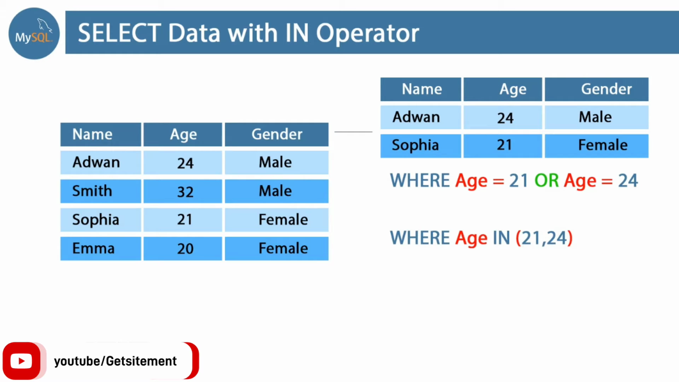We can retrieve the same result using the IN operator. We just need to type where our column name age, then our IN operator, and inside the round braces we need to type our query. And let me show you the syntax, how we can use the IN operator in our SQL command.